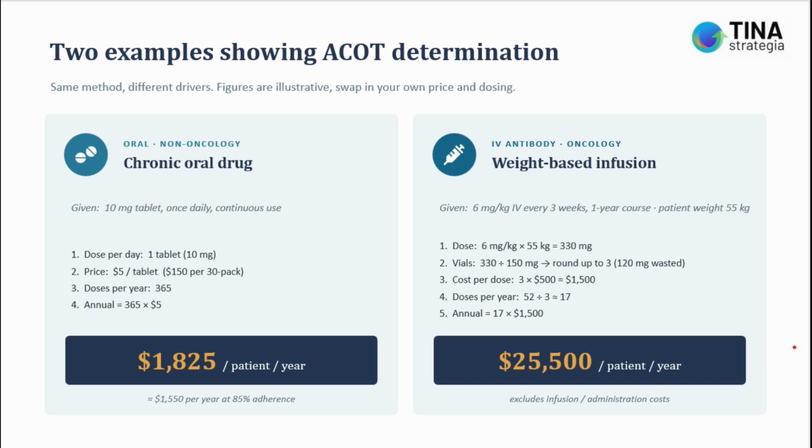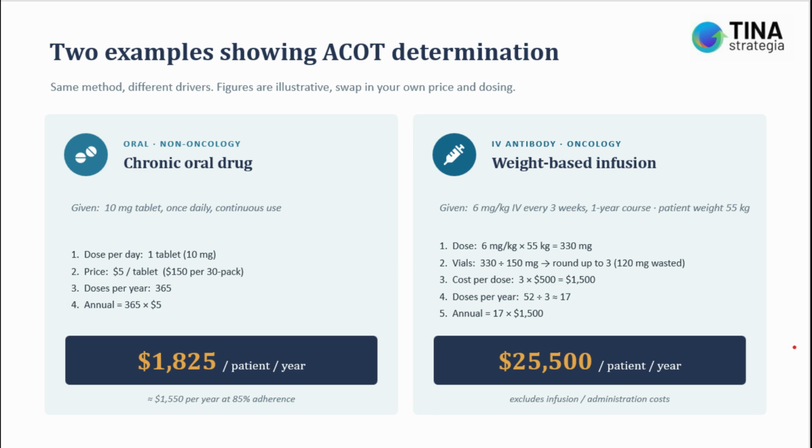Here are the two worked examples, side by side. A quick note before we start. These numbers are illustrative. I've picked round figures to make the method clear. In your real work, you drop in the actual price and dosing. It's the method I want you to take away, not these specific dollars.